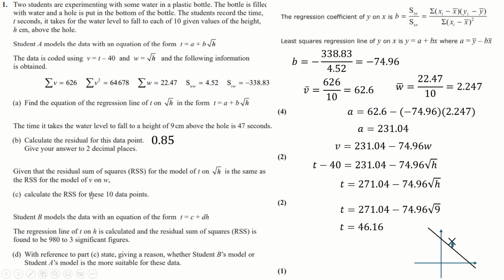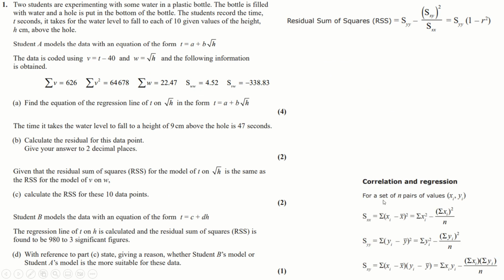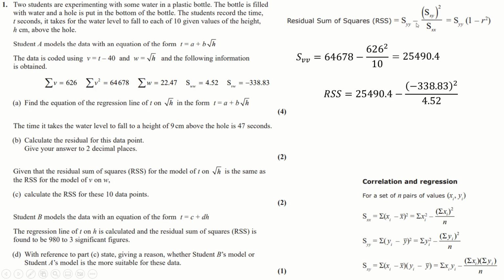Anyway, and then it says calculate RSS for this model here. Well, of course, we can look up the RSS. It says it's the same for T and root H as V and W, so we may as well just use the V's and W's for this. Of course, the W's are this one still, so we need SVV, but we can work out SVV by using this formula, which is down here. I mean, any of these is fine. It's just this second one over here that we need, using these sum of V squared and sum of V ideas. So SVV is going to be this, then we can use that in here with all the other numbers that we're given, and we can work out RSS.